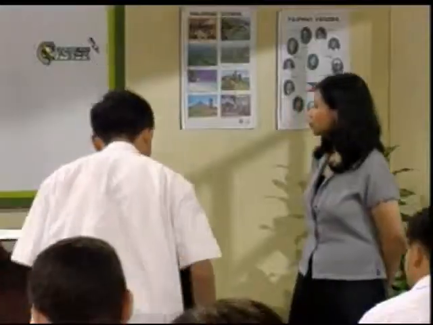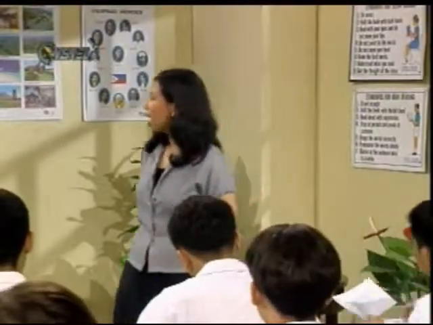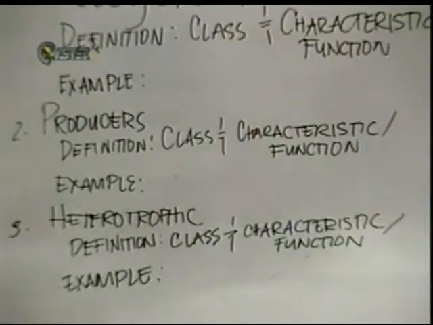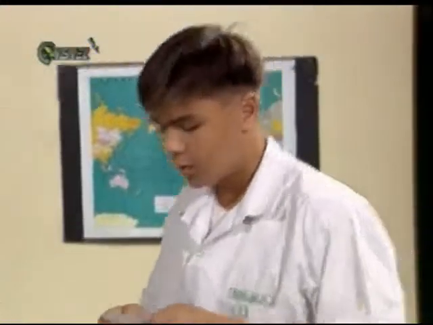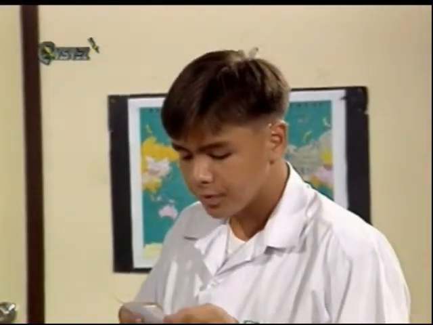Okay, what about producers? Kit. Producers are green plants whose function is to make energy-rich compounds through the process of photosynthesis. Green plants are the example. Heterotrophic. Marv. Heterotrophic organisms are consumers which feed on producers. Examples are animals like horses, cows, etc.